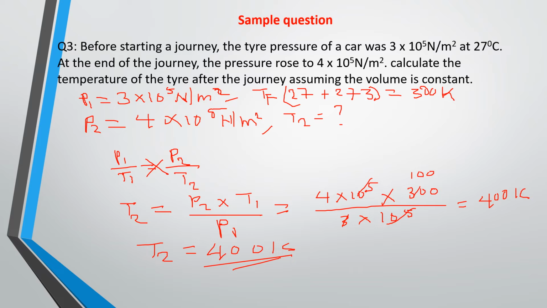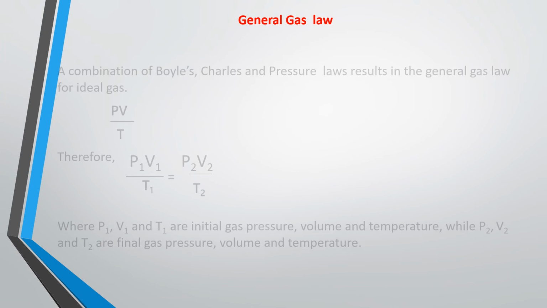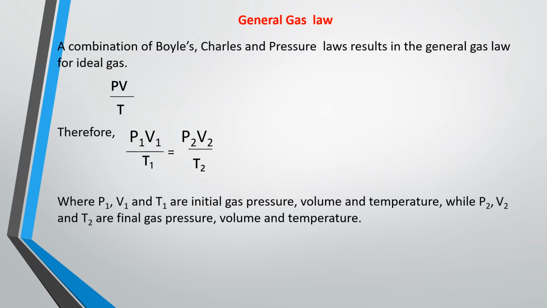So right away we're going to look at the general gas equation. The general gas equation is a combination of all the laws that we have discussed. We've discussed Charles' law, we've also discussed Boyle's law, and we also discussed pressure law. So the general gas equation is a combination of all the laws. Okay, so it's mathematically stated. This is the equation, that is the general gas equation.